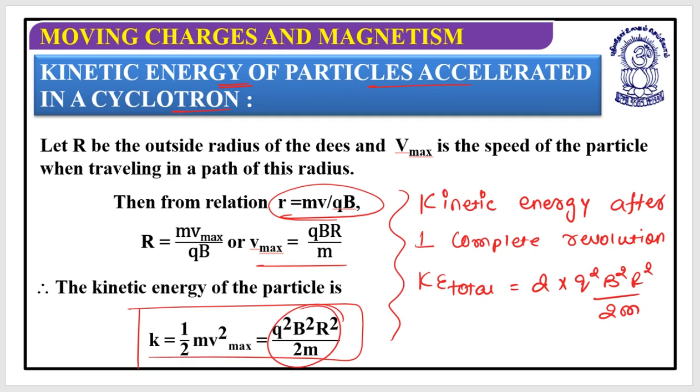I hope this is clear. Great. One more thing. This energy can also be calculated as 2 multiplied by q multiplied by V. This V stands for the potential difference applied across the cyclotron. Please do remember this. This is the potential difference applied across the cyclotron, so the total kinetic energy would be equal to 2 into q into potential difference.